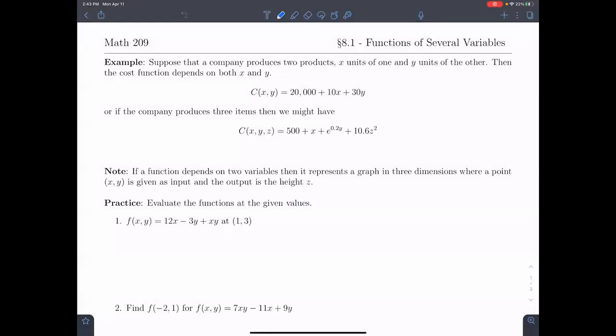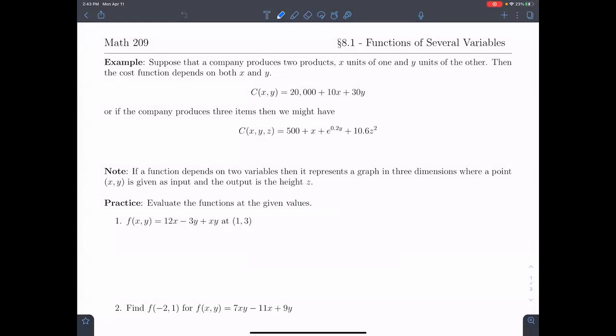So for section 8.1, we are introducing functions of several variables, or more than one variable. This is pretty real world. A company produces two products, X of one and Y of the other. Then the cost function for this company depends on what's happening with both of those products. So it depends on both of them.